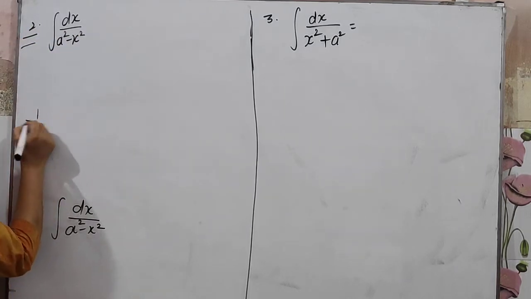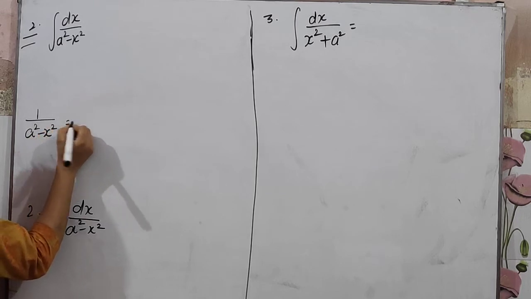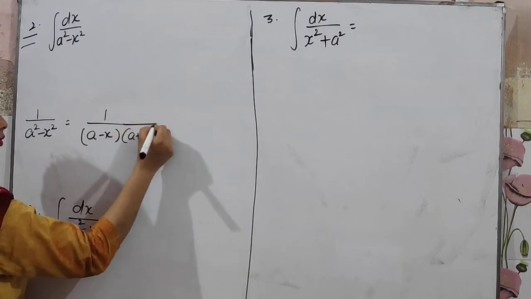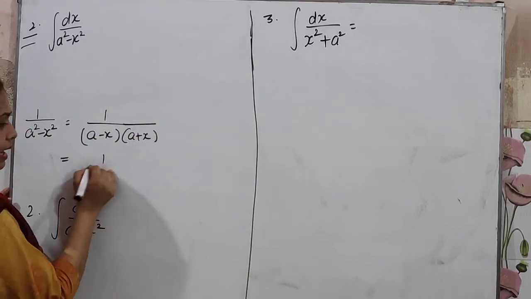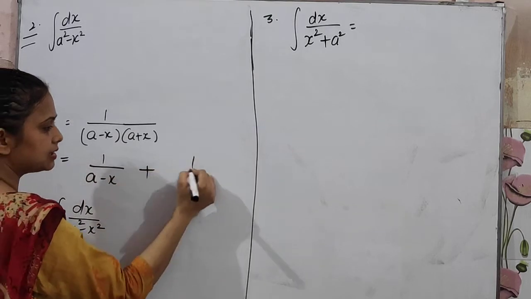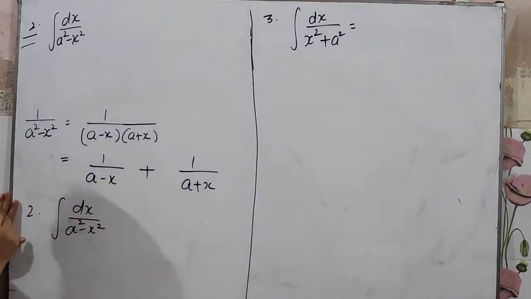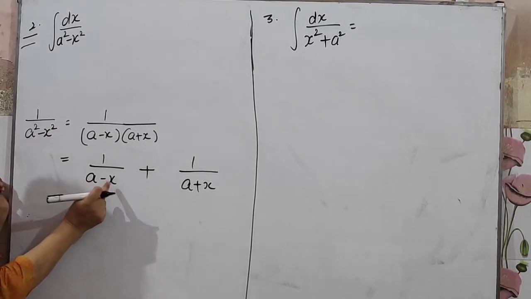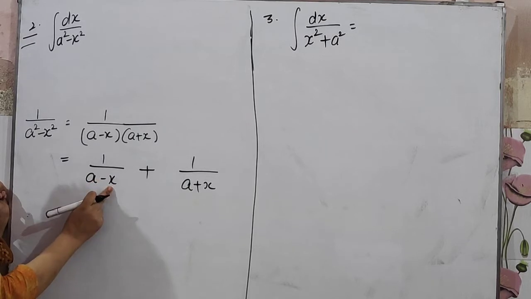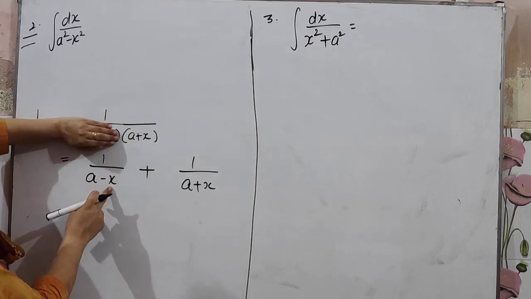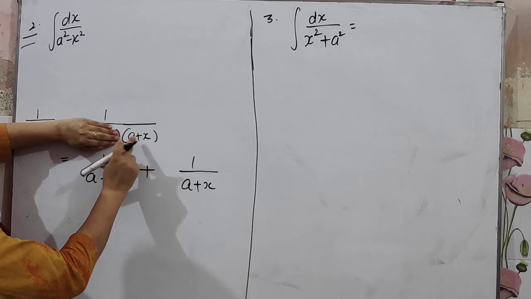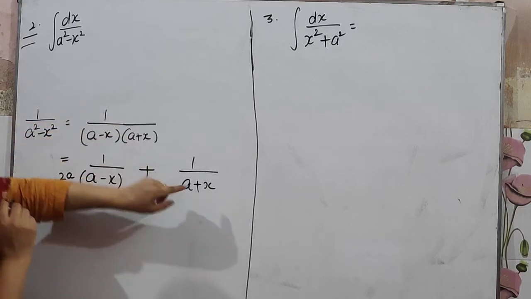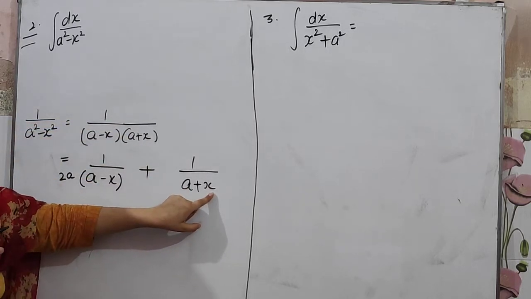Again, 1 by a square minus x square can be written as 1 by a minus x into a plus x. Now it can be separated as 1 by a minus x plus 1 by a plus x. Right? Now we will see a minus x will be 0 when x equal to a. Leave this factor here. Put x equal to a. A plus a, 2a. So multiply 2a here.